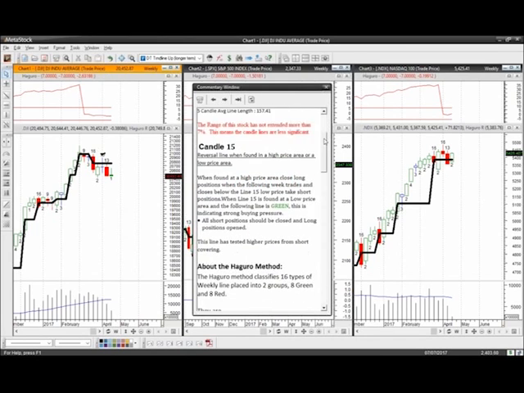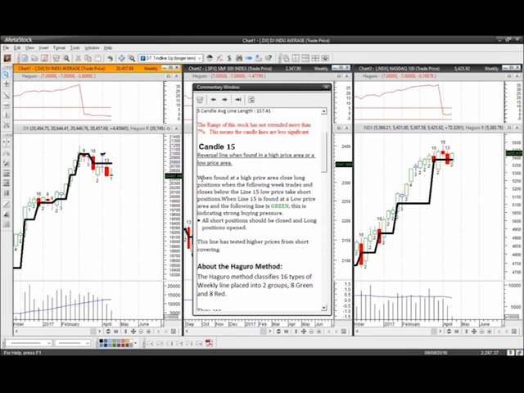And what this does is give me a breakdown of what a candle 15 means. And typically, since it's basically a doji, it's going to give us a reversal signal. So the reversal line, when found at a high price area or a low price area. As you can see with the Dow, a couple of weeks ago, we had this strong signal, and then the next week, sure enough, we came in and had a very bearish week.